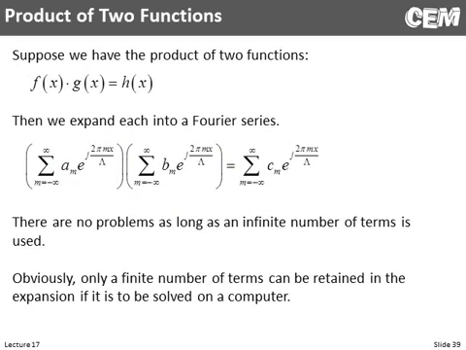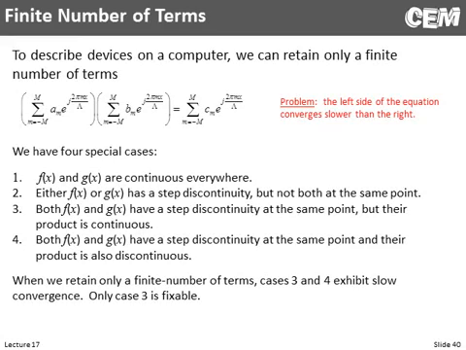And this is where fast Fourier factorization comes in. So if we have a finite number of terms, let's call that number of terms m. We'll give each one m terms. In fact, we have 2m plus 1 terms if we do it this way. So there's 4 cases where we need to think about what happens. The first one, if f and g are continuous everywhere, then so will h be continuous. In fact, there's no problems with that.